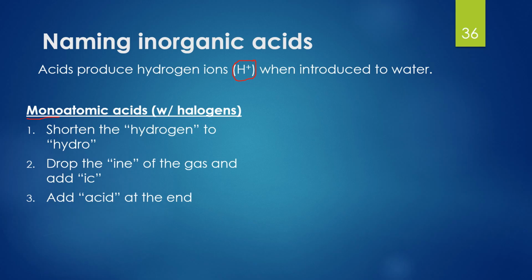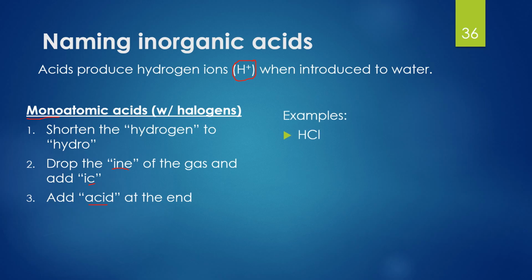Then for the acid portion of the halogen, so say it's chlorine for instance, we're going to drop the INE of the gas and add ic. So instead of chlorine, we would write chloric. And then of course you need to add the word acid at the end. So let's look at some examples.